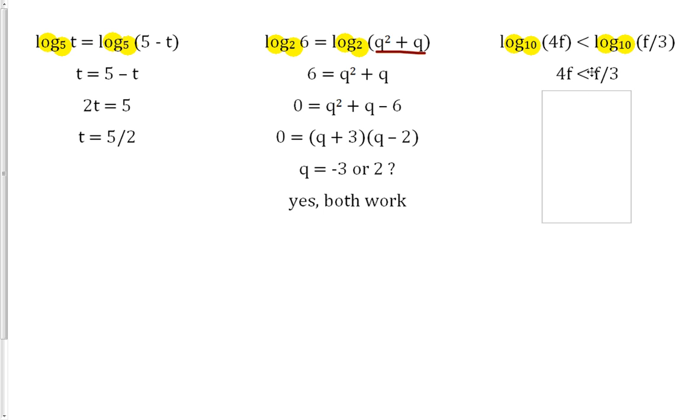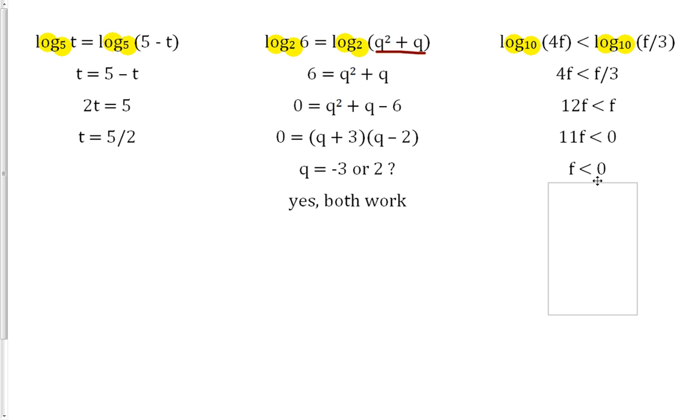And you have 4f is less than f over 3. Multiply both sides by 3 to get 12f is less than f. Subtract an f from both sides. 11f is less than 0. Divide by 11. And f is less than 0 is going to be your answer.